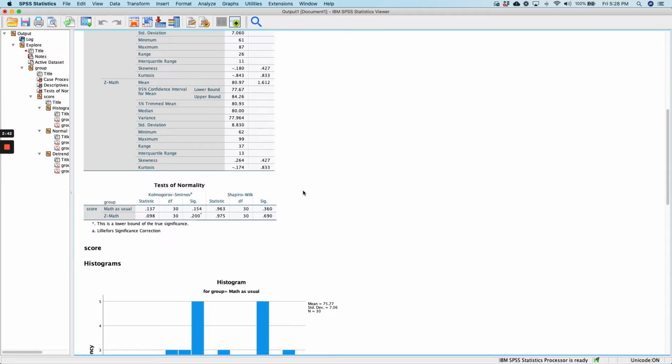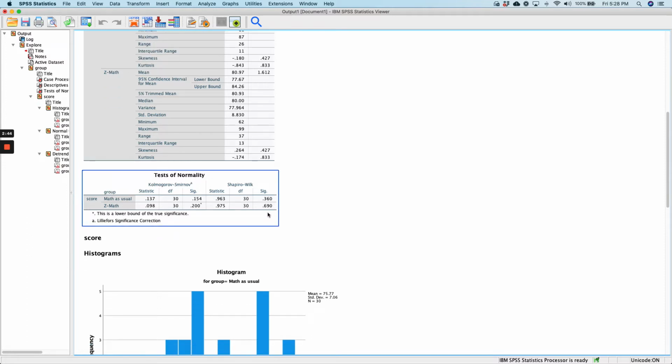And so here is our test for normality using our Shapiro-Wilk. Notice that significance does indicate if these values are greater than 0.05, so they are not significant, which we don't want them to be. So this means that it is not significantly different from a normal curve. So that means that our data are normal for both groups.